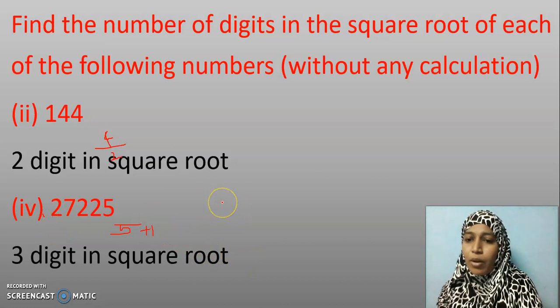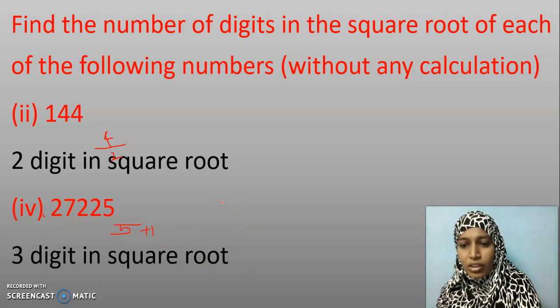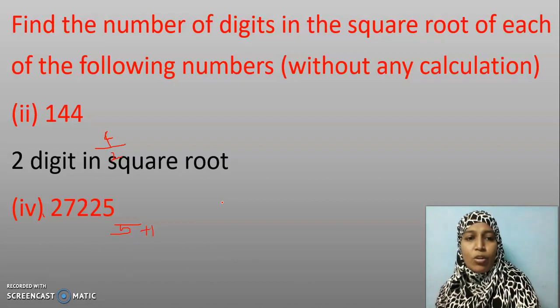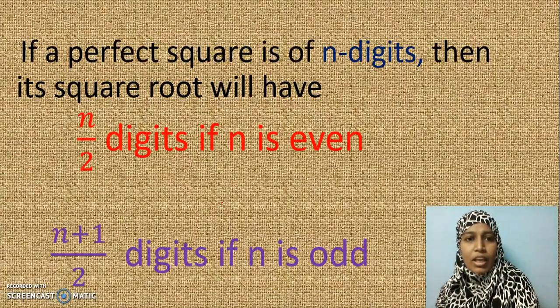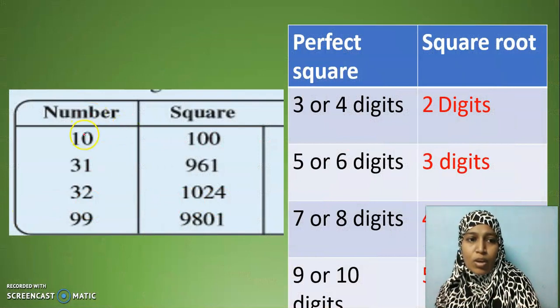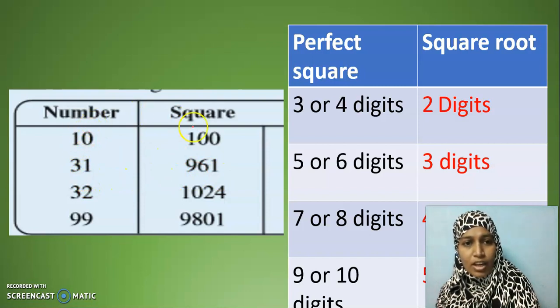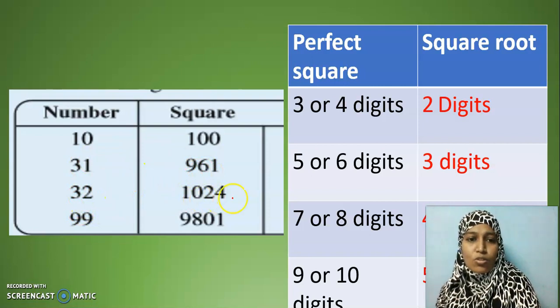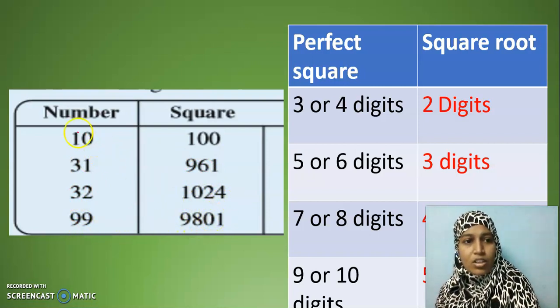Okay, children. Now I am going to ask you a small simple question. Hope you will be able to do it. Have a look at this table once again. What is the square root of 100? 10. Square root of 961, 31. Or you can say square of 10 is 100, square of 31 is 961, 32 is 1024, 99 is 9801. These are all 2-digit numbers.